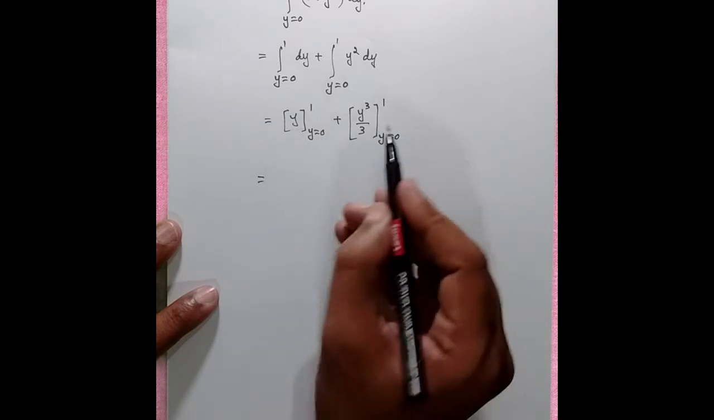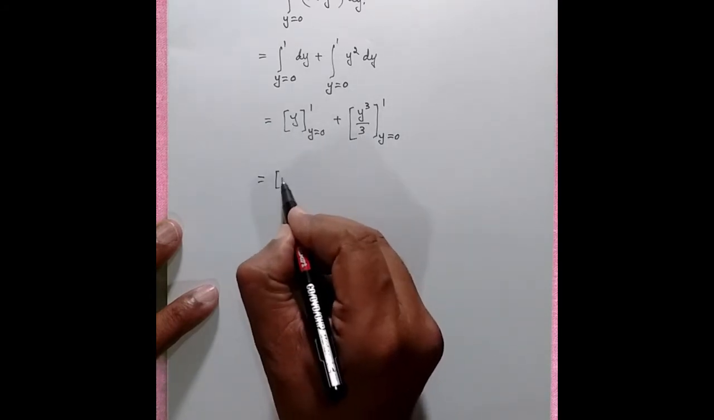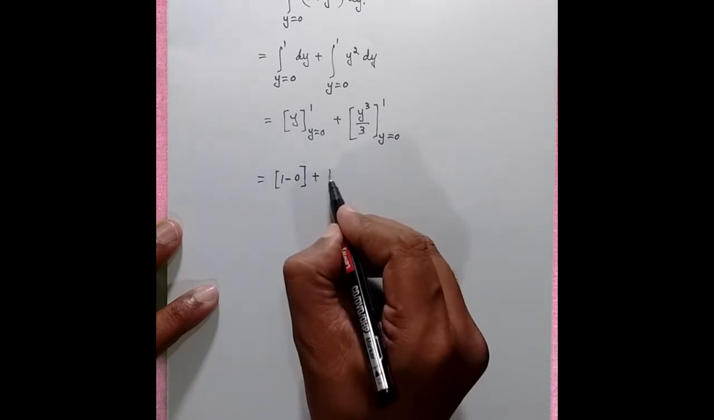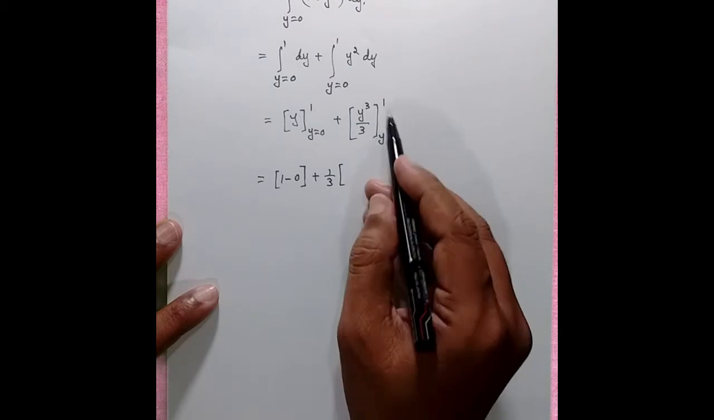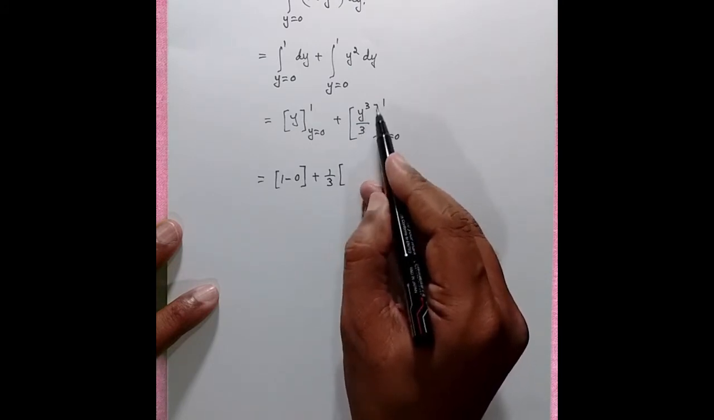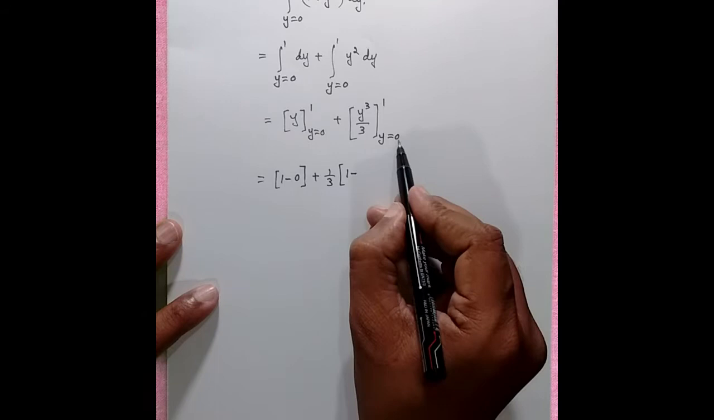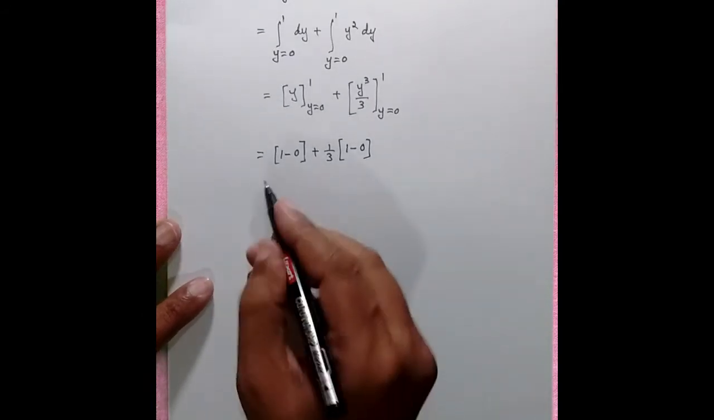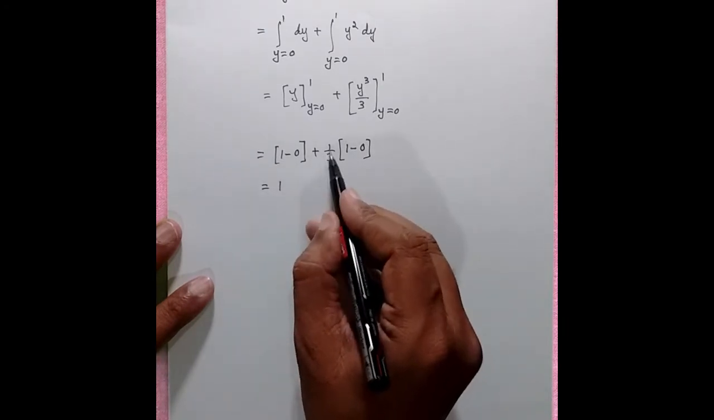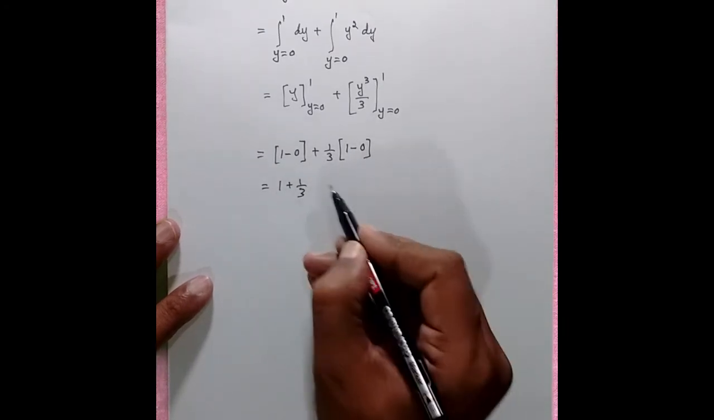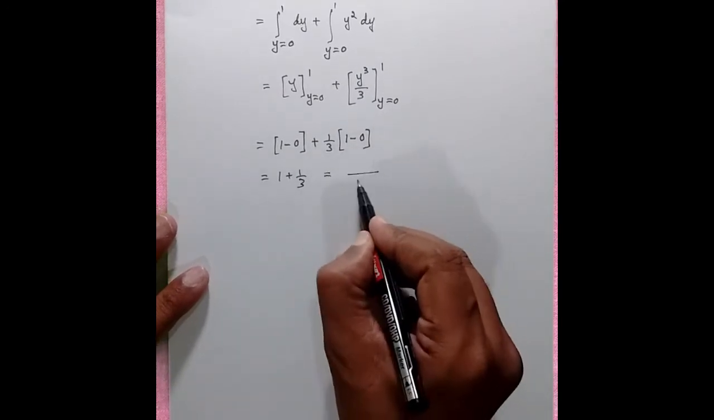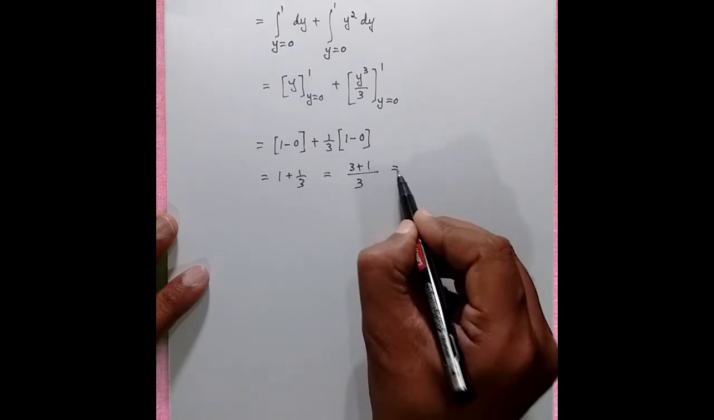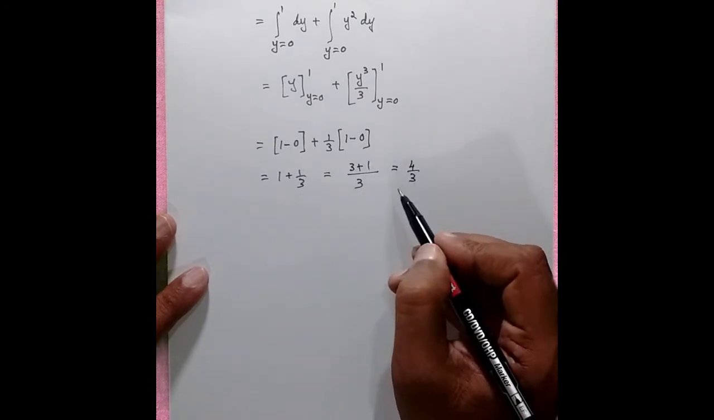Apply the upper limit value and lower limit value. The upper limit value for y is 1 minus the lower limit value for y, which is 0, plus here 1 by 3 you can take outside. Apply the upper limit for y, which is 1, so 1 cube will be 1. The lower limit value for y is 0, so 0 cube will be 0 itself. So it will be 1 plus 1 by 3 into 1, which is plus 1 by 3. You can take the LCM, which is 3, and cross multiply: 3 times 1 will be 3, plus this 1. So how much will we get? You will get 4 by 3.